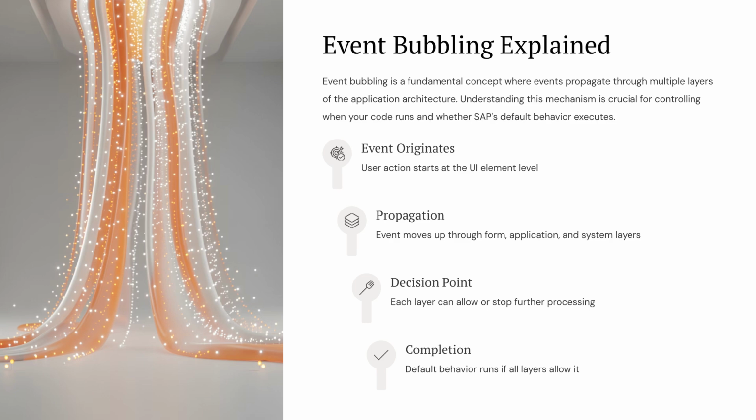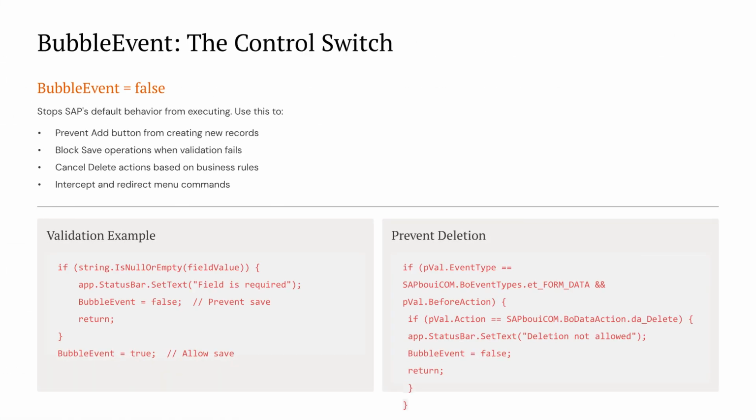Crucially, the BubbleEvent parameter controls this propagation. Setting it to false stops SAP's default behavior, which is essential for validation, or blocking actions like saving or deleting records. Setting BubbleEvent to false prevents standard SAP functions from executing, enabling mandatory field validation or blocking unauthorized deletion.